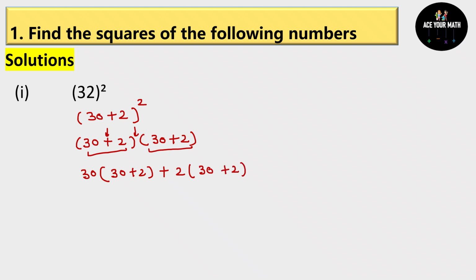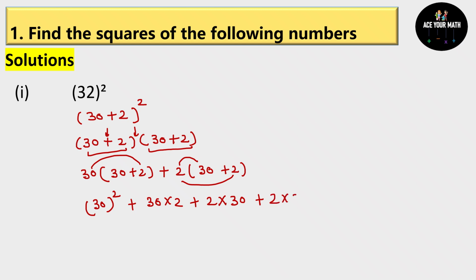Right. Now let's solve it. So first open this bracket. So multiply 30 by 30. That will give you 30 square. Then plus sign. Now you multiply 30 with 2. So you can write 30 multiply by 2. Plus. Now we will open second bracket. So now you will multiply 2 by 30. So you will write 2 multiply by 30. After that plus sign. Now 2 multiply by 2. So you will write 2 times 2.